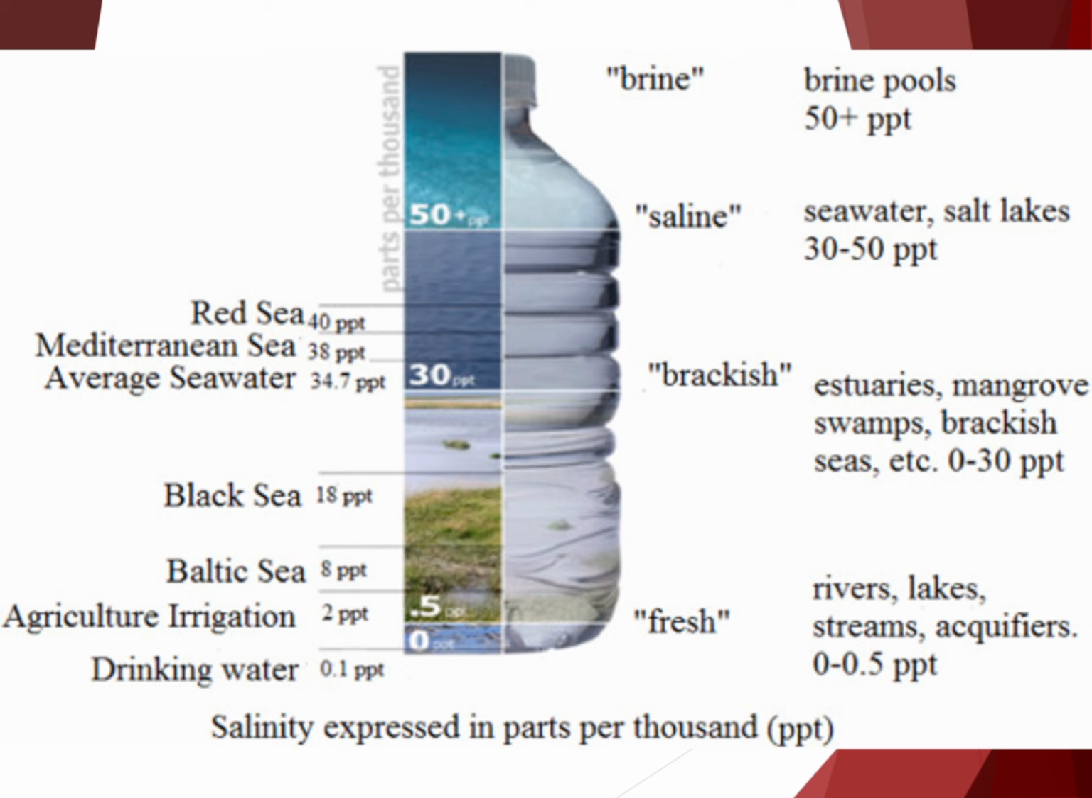Saline water, commonly referred to as saltwater, contains 30 to 50 parts per thousand dissolved solids. And brine contains more than 50 parts per thousand dissolved solids. The ocean has an average salinity of 35 parts per thousand. And the salinity of water changes constantly as it passes through different stages of the hydrologic or water cycle.